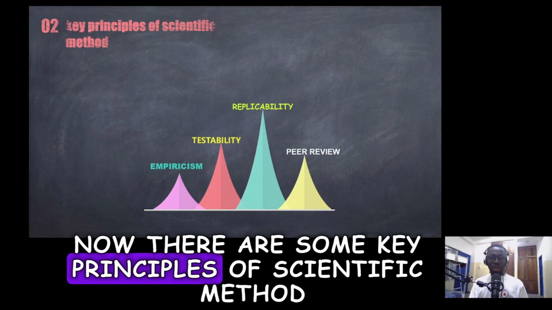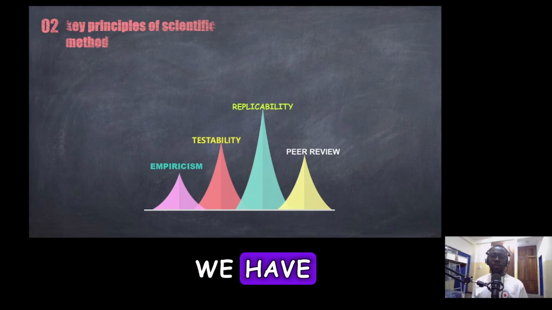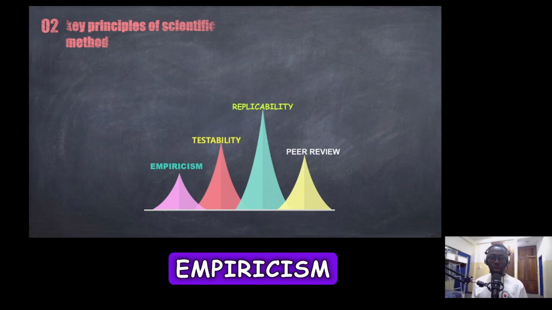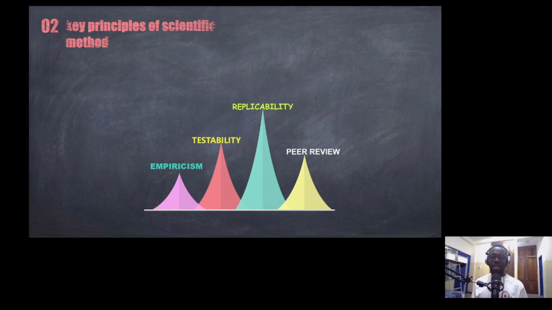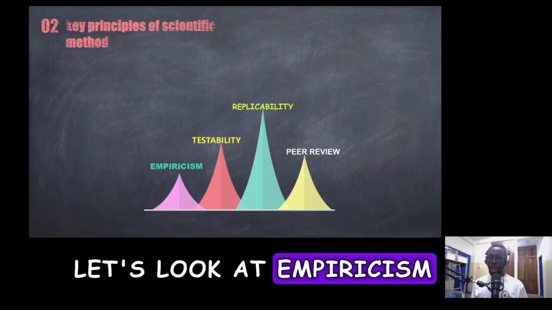Now, there are some key principles of the scientific method. We have empiricism, testability, replicability, and peer review. So first of all, let's look at empiricism.